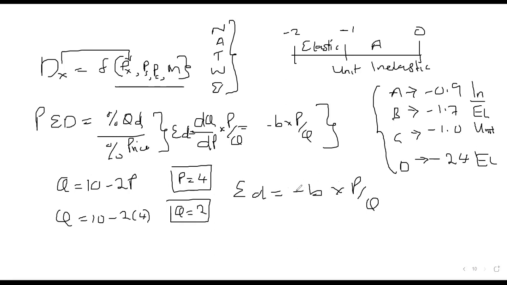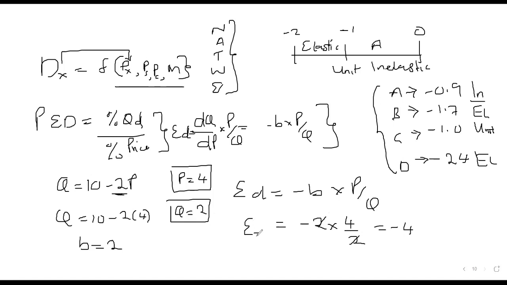So this -b is a number that comes before the letter here. So our b is what? -2 in this case, or 2. So to calculate the elasticity of demand, -2, the price is what? 4, and the quantity is what? 2. So when this and this cancel, we're going to get -4.